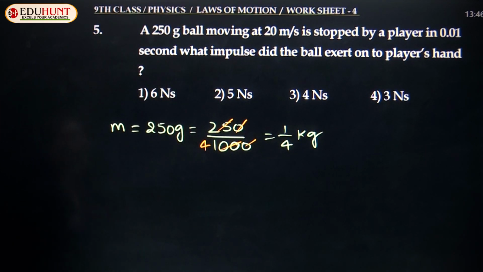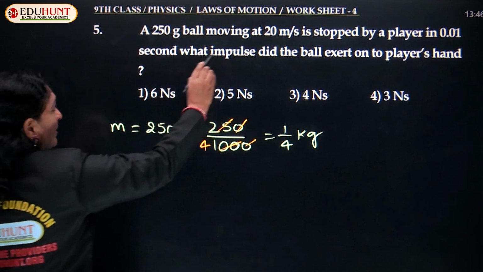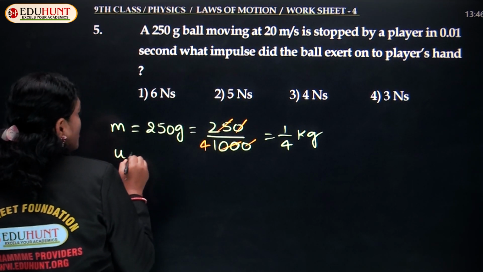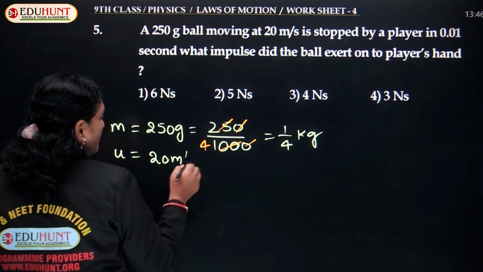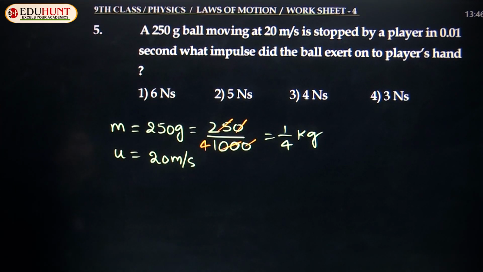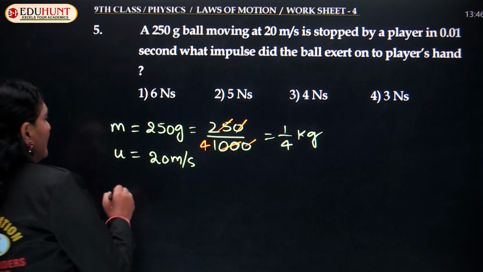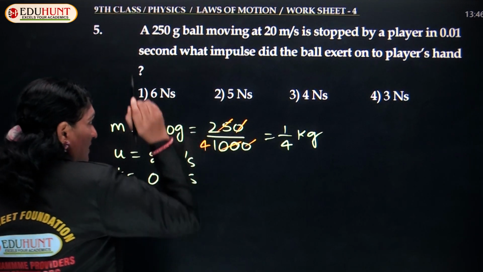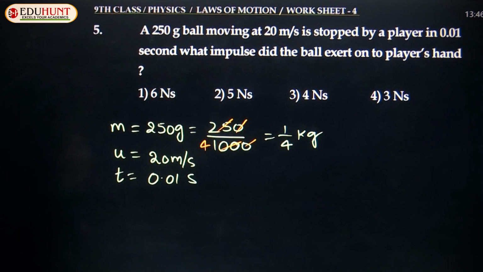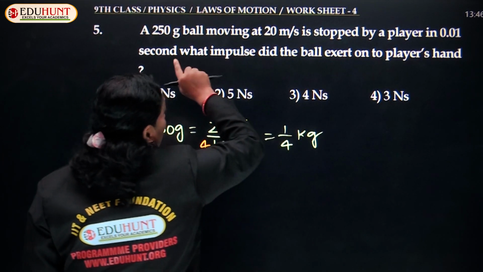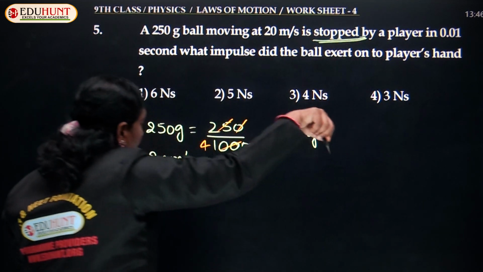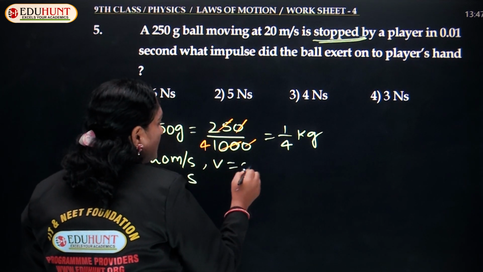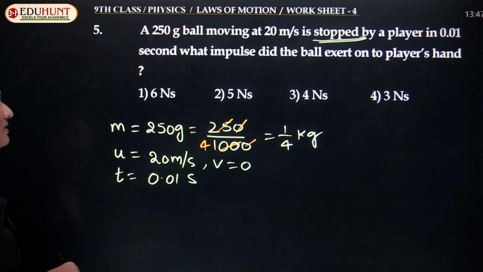Mass is given as 1/4 kg and moving at 20 meter per second. Initially it moves with speed 20 meter per second. Initial velocity is 20 meter per second. Stopped by a player in 0.01 second. Time is given as 0.01 second. What impulse did the ball exert onto the player's hand? And what else is given? Stopped means final velocity is 0. You are asked to find out the impulse.